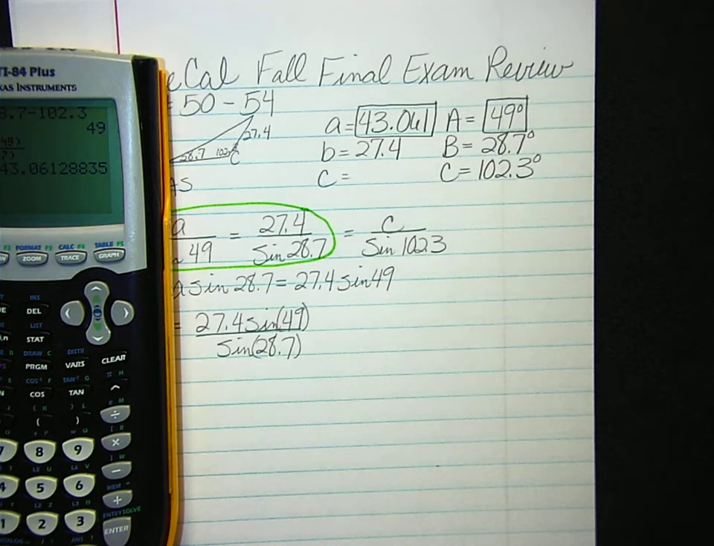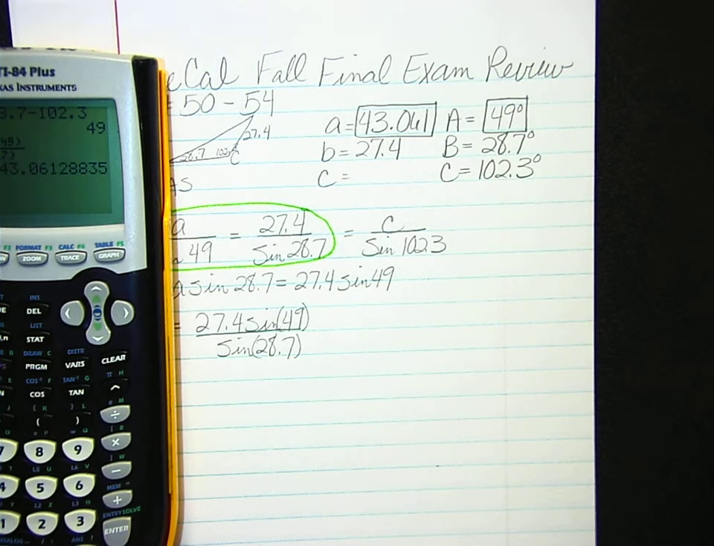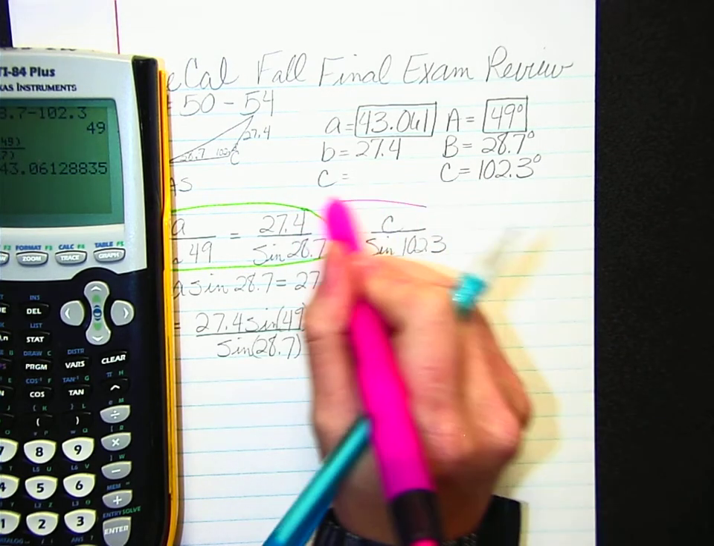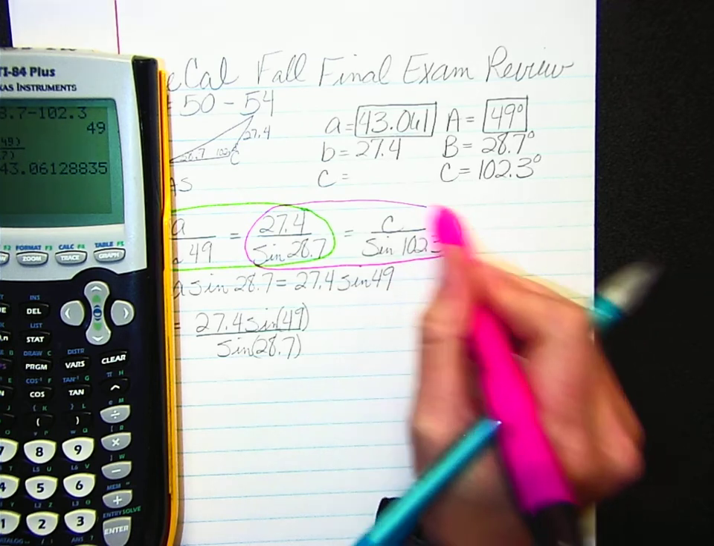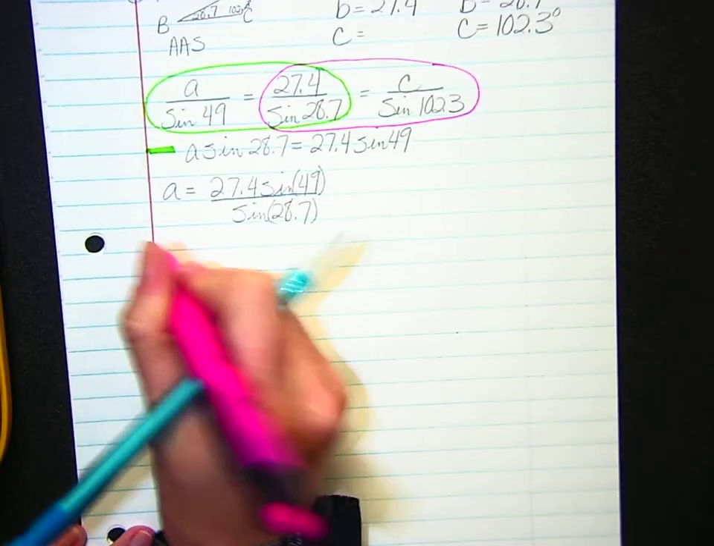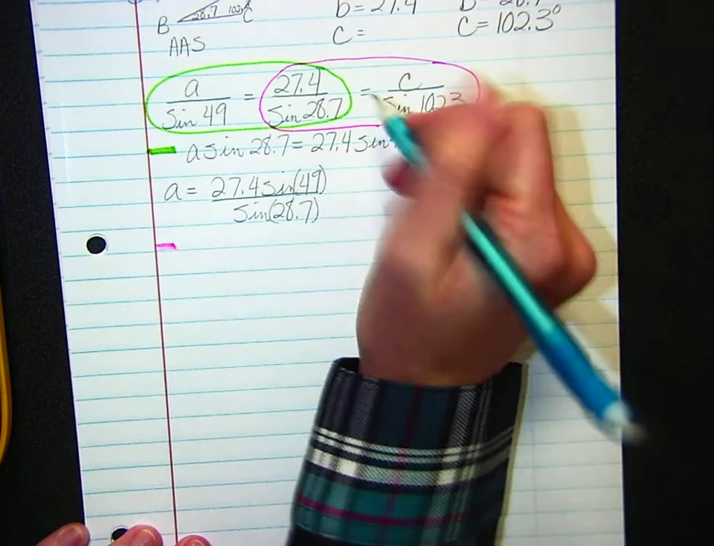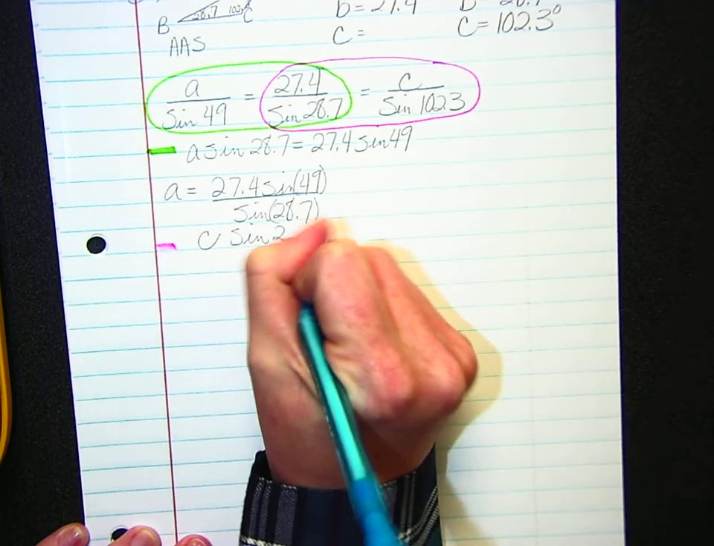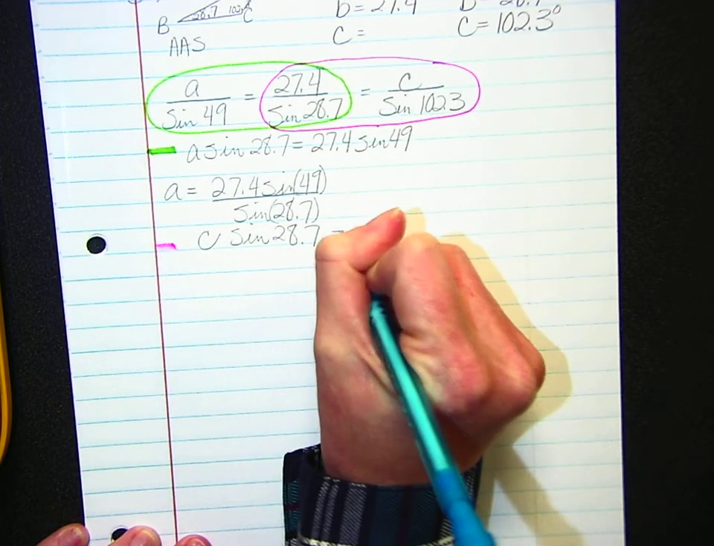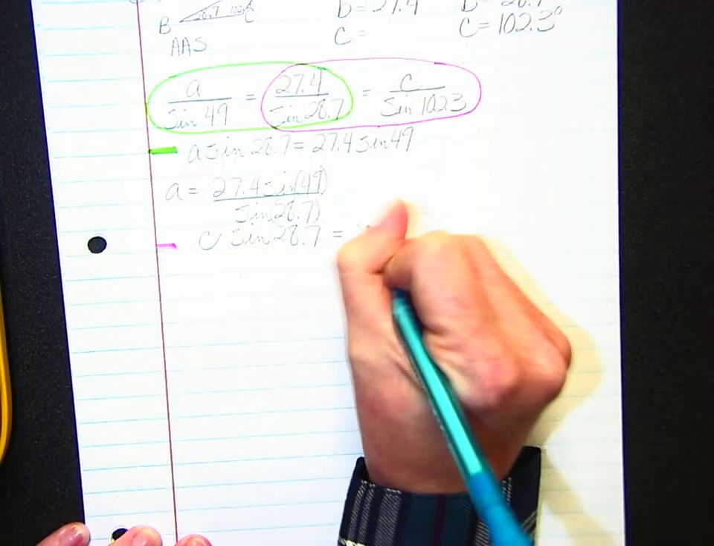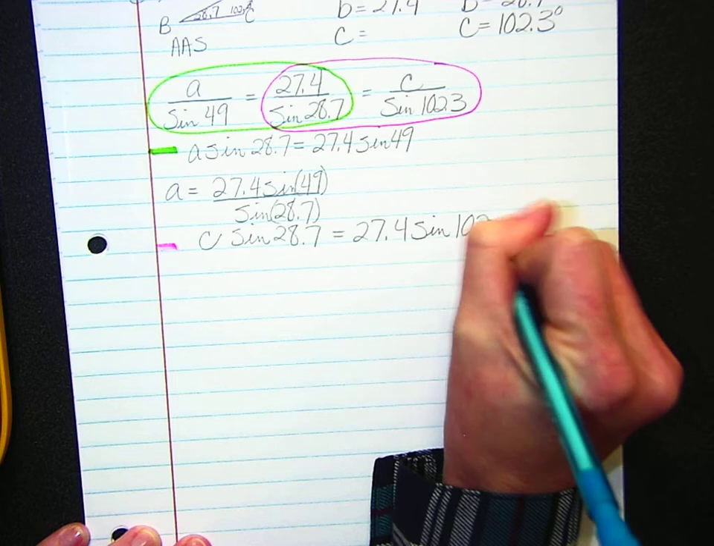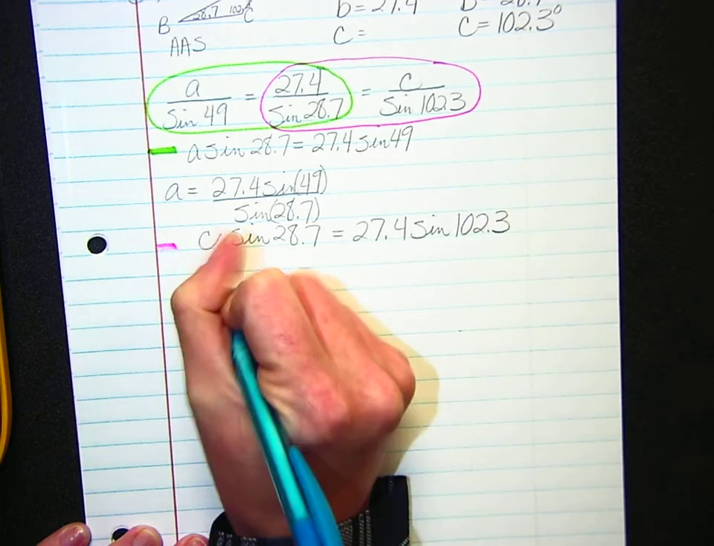Next I'm going to use the other two fractions together. Again, I want to use some that only have one variable, so I'm going to use these two together to help me find c. I'm going to cross multiply, so that gives me c times the sine of 28.7, and cross multiplying here gives me 27.4 times the sine of 102.3. And again, divide.